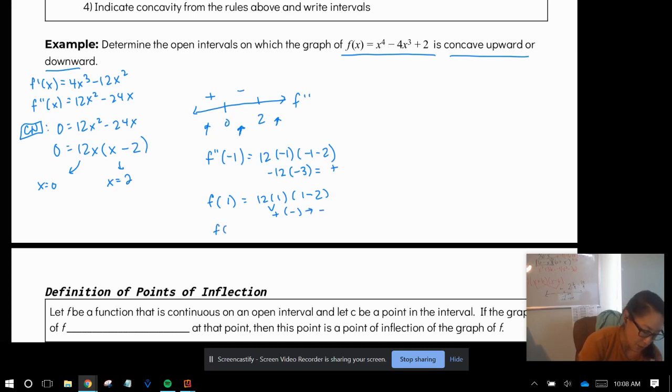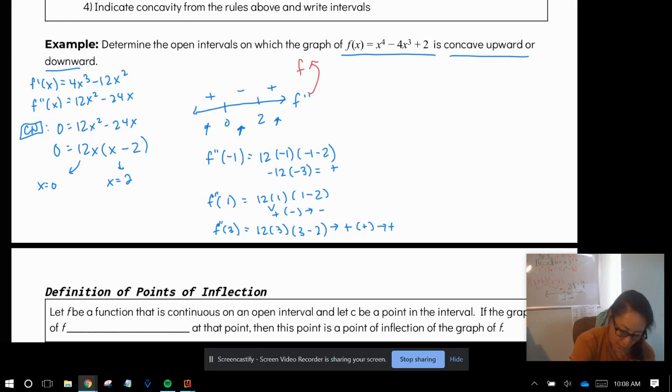And lastly, I'll test f double prime of 3. So 12 times 3 minus 2 gives me a positive times a positive, which is also going to result in a positive. So from this graph, I can see that what f double prime tells me about is the concavity of f.